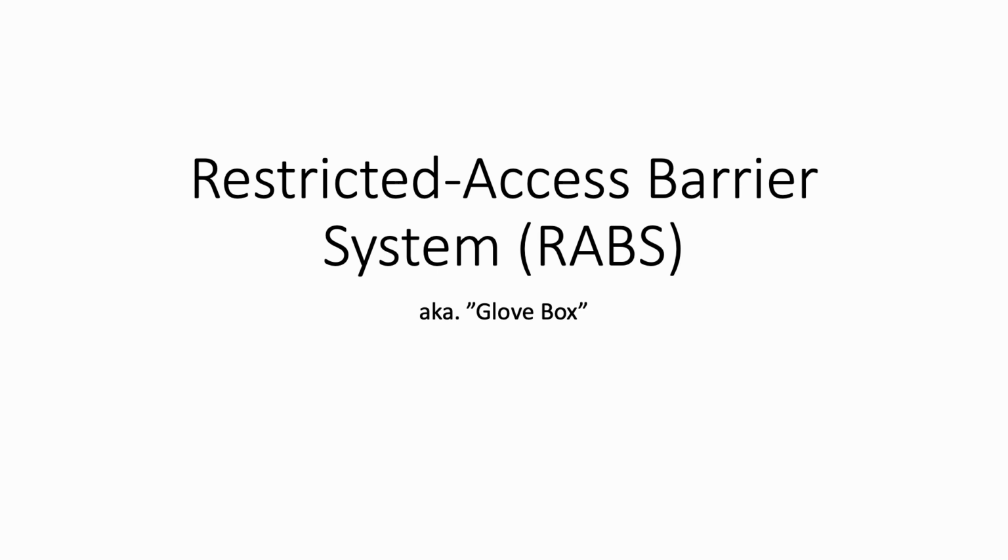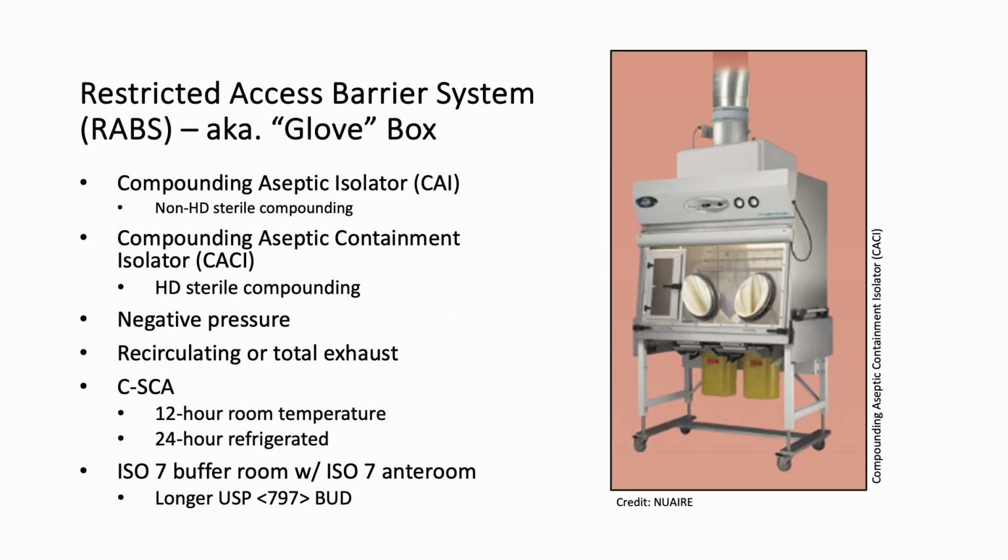Next, we'll talk about restricted access barrier systems, or RABs. These are also known as glove boxes. There are a couple types of RABs that we need to make sure we're aware of. First, there's a CAI, or compounding aseptic isolator. These are for sterile compounding of non-hazardous drugs. Then there's a CACI, or compounding aseptic containment isolator, and these are used for hazardous drug sterile compounding. These are similar to the biological safety cabinet in that they are negative pressure and recirculating air and exhausting that air. But they don't have an open front, and they have these glove ports and an antechamber.